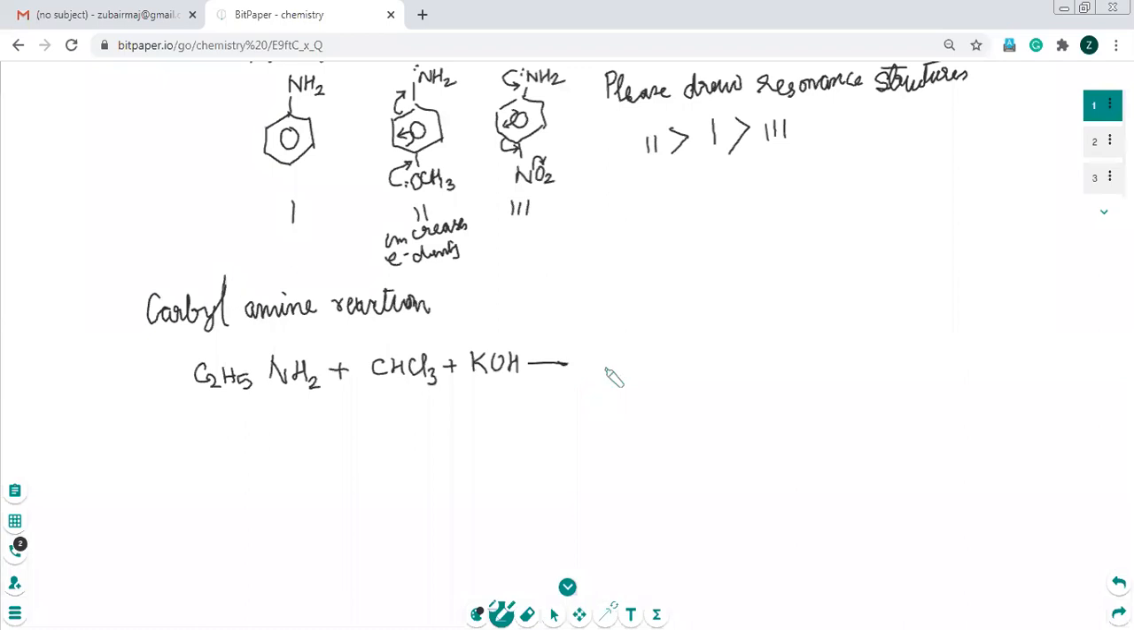You will get a nasty pungent smelling gas, C2H5NC, ethyl isocyanide, plus 3 moles of potassium chloride plus 3H2O. So this is the carbylamine reaction, and this is a very, very pungent smelling gas.